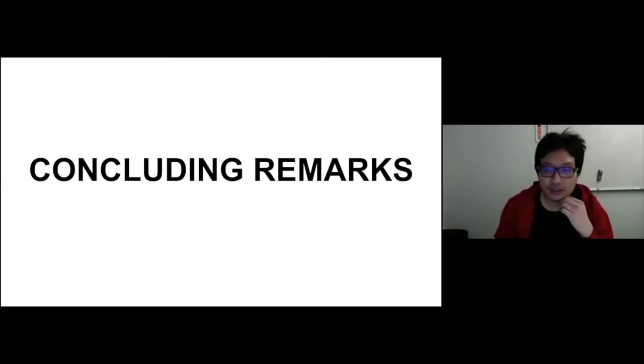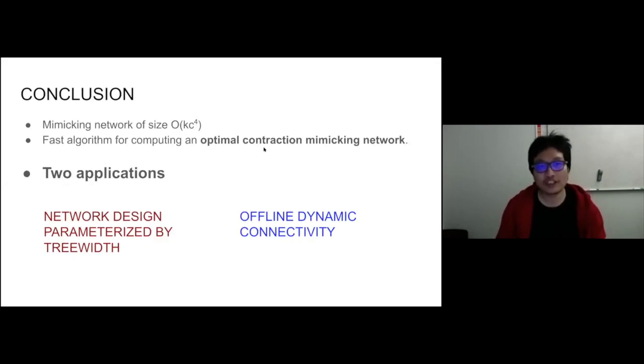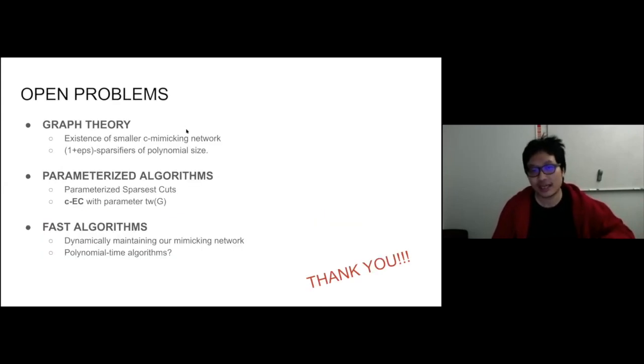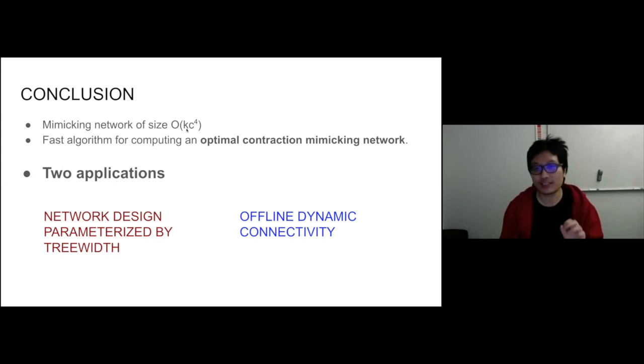Okay, so now I will conclude. What we show is that there exists a mimicking network that preserves cuts up to value c, and such a mimicking network has size k times c to the 4. For our applications, it's very, very important that k here has linear dependency. That's why we cannot use all known results at all. So it is very important that the dependency on k is linear.